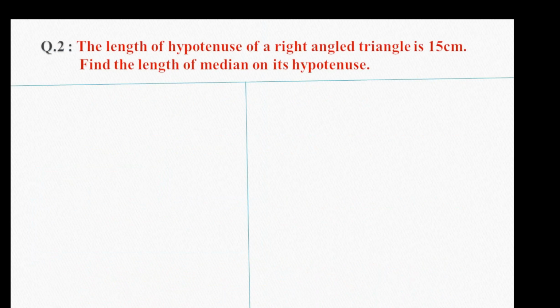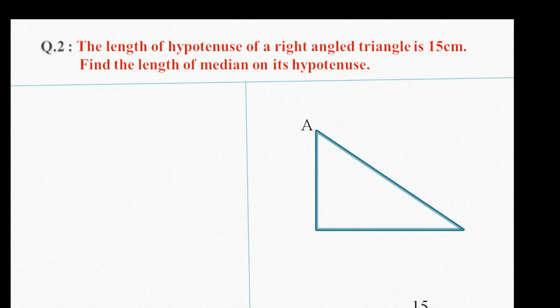Now let's see question number 2, children. The length of the hypotenuse of a right angle triangle is 15 centimeter. Find the length of the median on its hypotenuse. Right? Means what is given to us: the hypotenuse of the right angle triangle is 15 centimeter, and we have to just find out the length of the median. Right? So first we will draw the triangle. Suppose this is the triangle ABC, which is a right angle triangle.